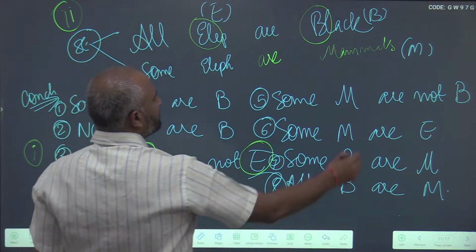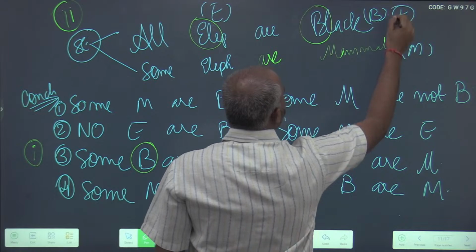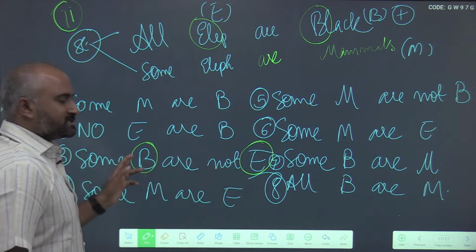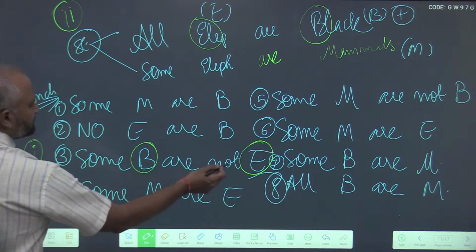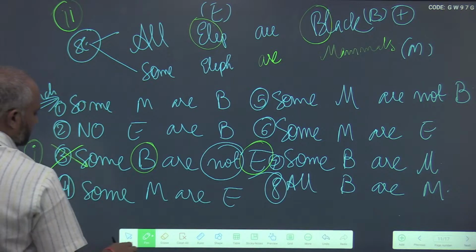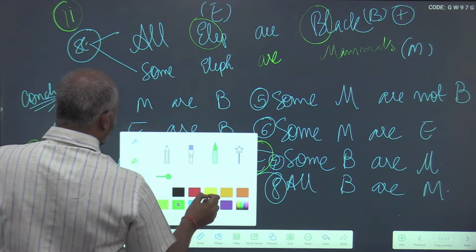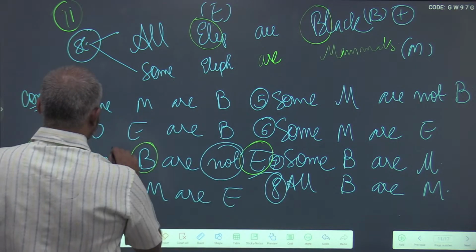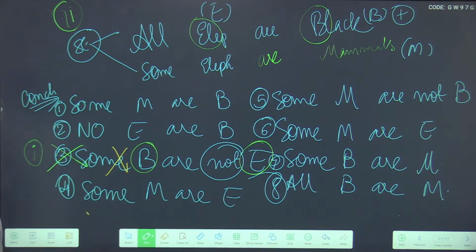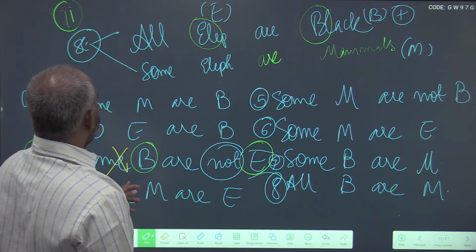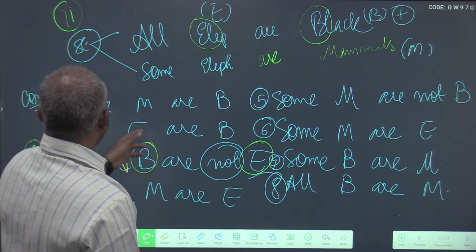Statement 1 is a positive statement. And what is 3? 3 is a negative statement, since not is there. So this is not true. Next, M and B. Next, even this.